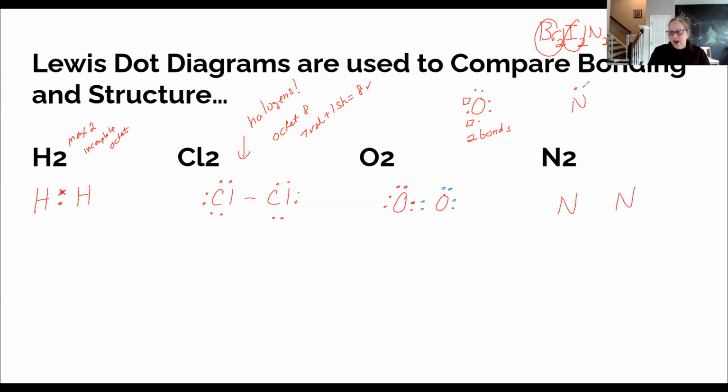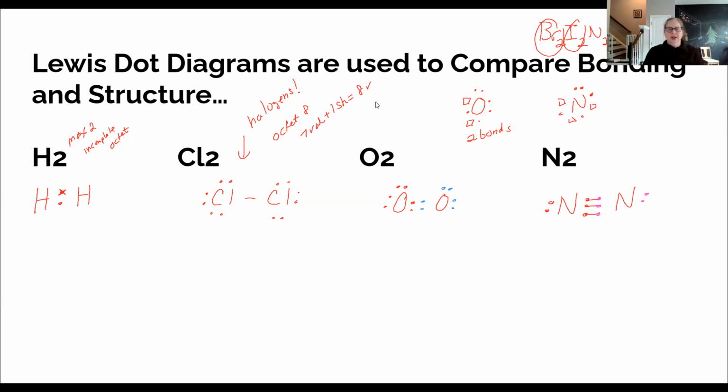Nitrogen, 5 valence electrons because he's group 15. So to get to 8, he needs 3 bonds, or a triple bond. 3 valence electrons on the left, so I'm going to add 2 more. 3 valence electrons on the right, so I'm going to add 2 more. That is my structure of nitrogen. All of these are nonpolar.